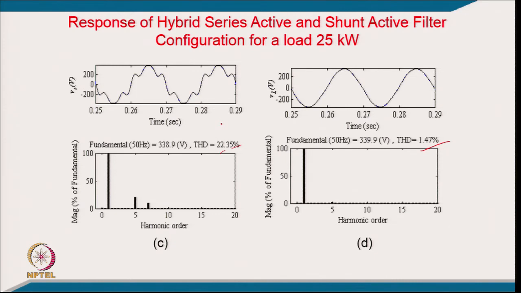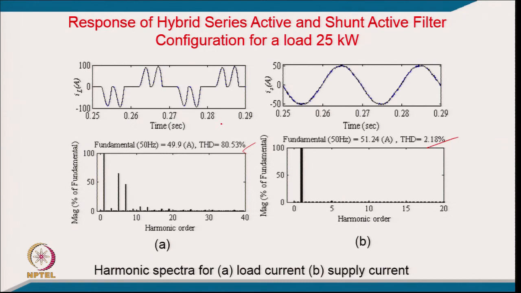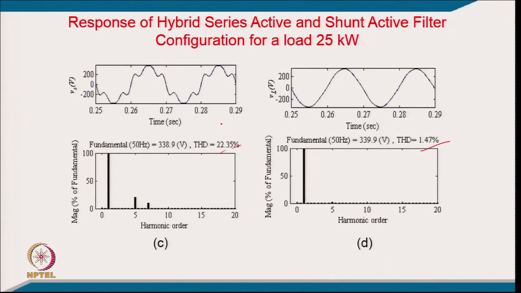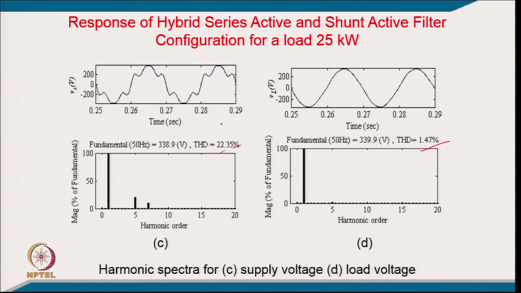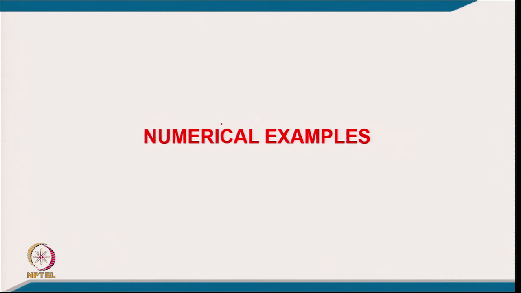with a quite low THD, again from 22.35% to hardly about 1.47% only, and current THD is certainly reduced drastically, you can call it like 80% to 2.18%. So, it causes a drastic improvement in the current profile of the grid as well as the voltage profile across the load by using this universal active filter, which is a combination of series active filter and shunt active filter, with the common DC bus and proper control. So, these are some of the case studies.